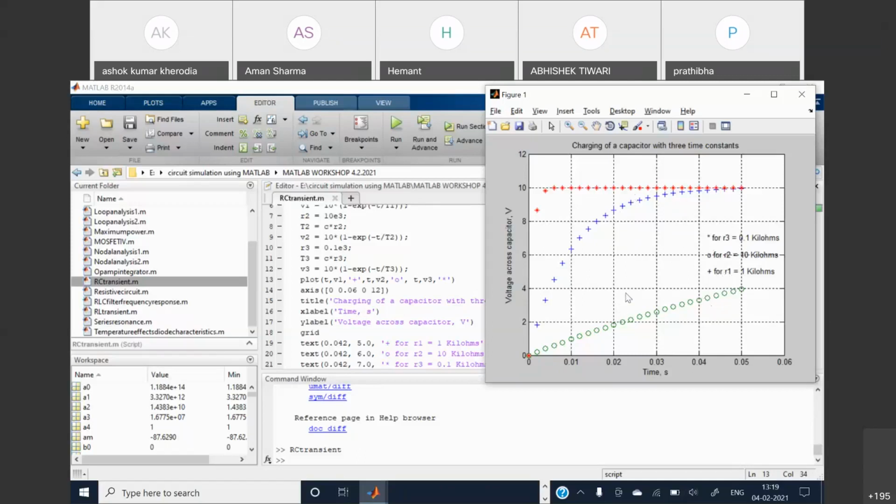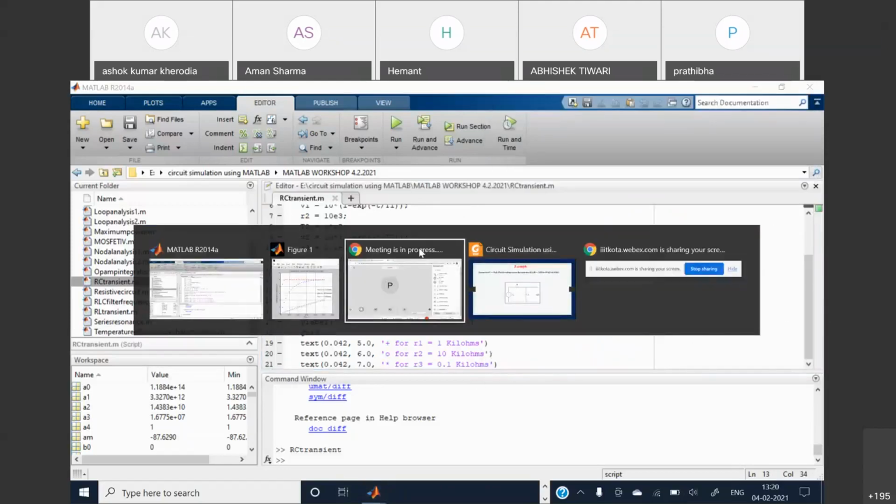So what it is saying is that for different values of R, the charging is entirely different. You can analyze the circuit behavior by changing the value of R. That is, the rate of charging of this capacitor, through which you can find out the time constant, rise time.